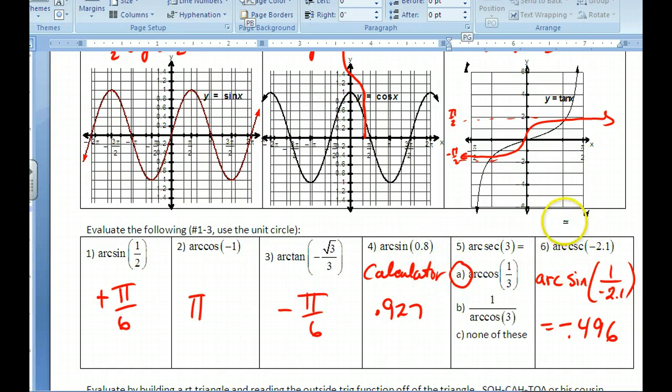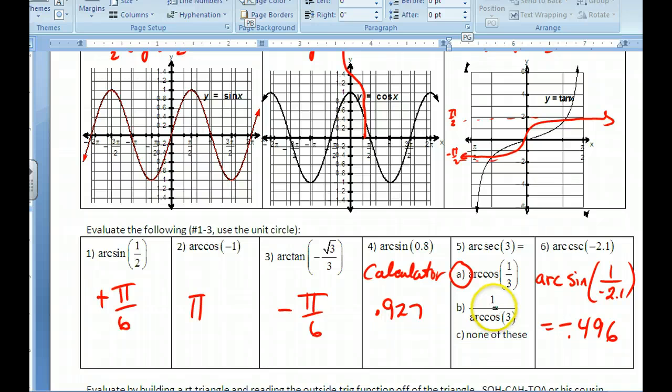Okay, now this number 5 is a little bit tricky. You may have already looked at it, but you should be trying this on your own. Arc secant of 3. What happens with this one is that you're doing an inverse function. So you have to take this value right here, which is the value of the secant at some angle measurement. That's going to be the same thing as having the cosine of 1/3 at that same exact angle measurement. So you actually have to reciprocate inside and then apply the arc cosine or inverse cosine.